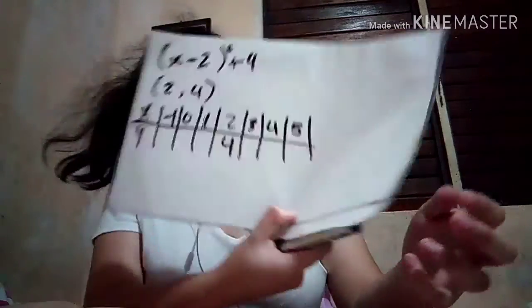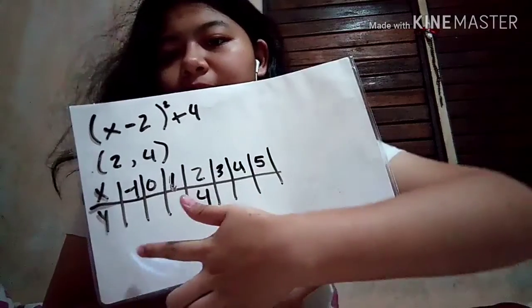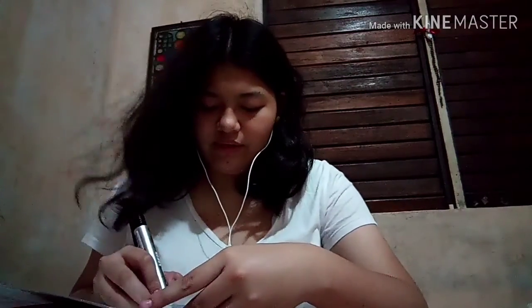Alright guys, so for the last part of our lesson, our topic for graphing the parabola, I already did the finding of the vertex and the sets of patterns right here. So now what I'm going to do is just substitute all that. So first up is let x equal to negative 1. So negative 1 minus 2 squared plus 4. Negative 1 minus 2, negative 3 squared plus 4. So that's going to be 9 plus 4, 13. Alright. So that is for negative 1.